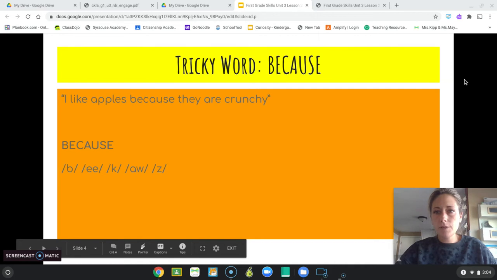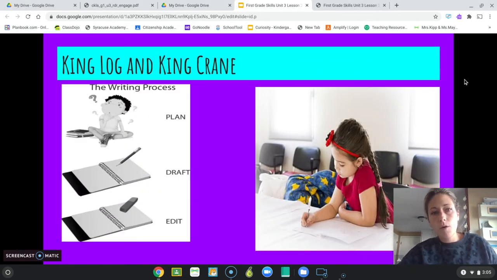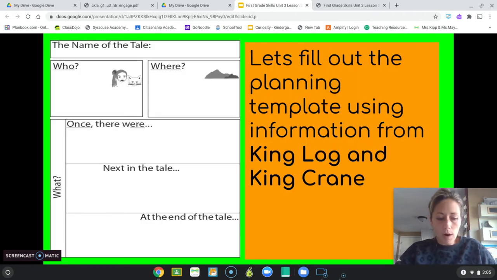Okay, so yesterday in lesson 1, we read King Log and King Crane. Today, we're going to reread the story and talk about the writing process we will use to summarize the story. So, we're going to turn those listening ears all the way up and listen carefully for the who, what, where, and why, and the sequence of events that tells us what happened in the story.